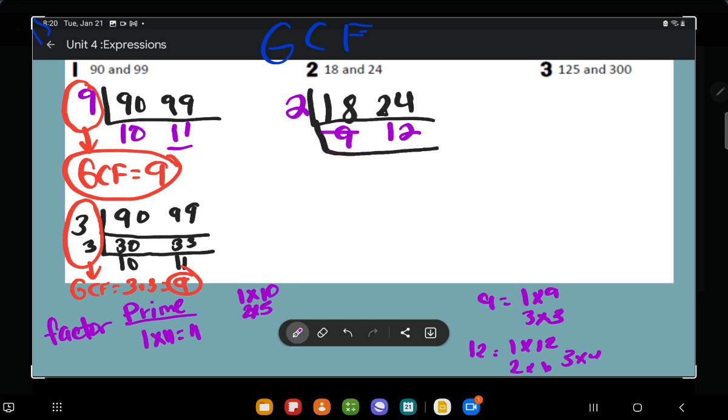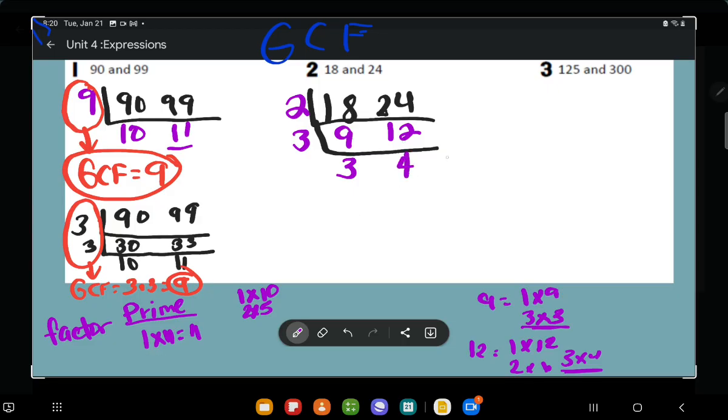Not 2, because 9 is not even. So 3, yes, for sure. Because I know right here, when I make my little list, I saw 3 on this list, and I saw 3 here, right? So they both have 3 as a common factor. So I'm going to use 3 here to divide. So 9 divided by 3 is 3. 12 divided by 3 is 4.